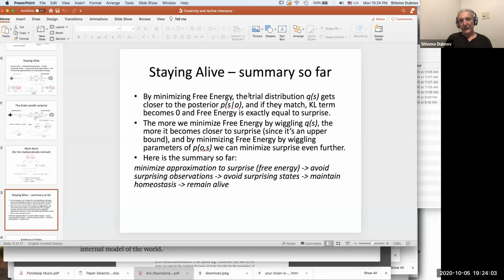Okay, and you have your trial distribution. You try to get closer to something that exists in the real world, where in the real world the S would be the underlying causes and O are the observations. Okay, so you try to match your internal representation to evidence in the outside world, and you operate in these hidden states. Okay, now if they match, this distance, the KL term, which is just this technical one way of measuring distance between distributions, becomes 0, and free energy is exactly equal to surprise.